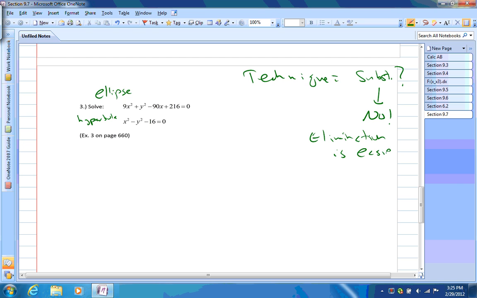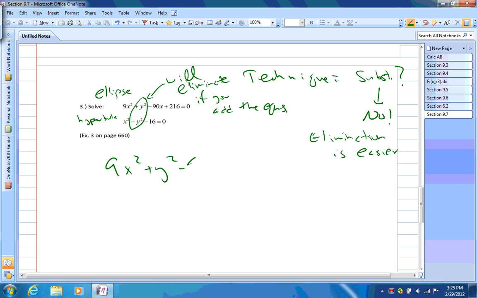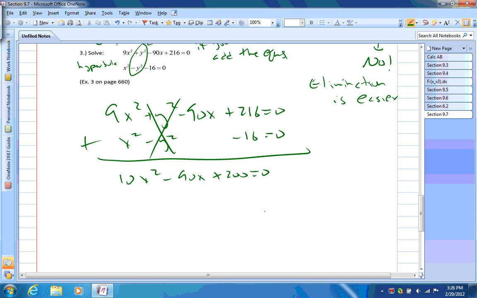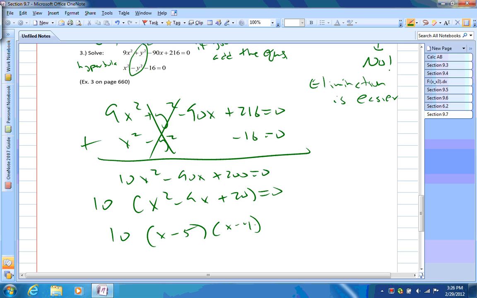How can you tell? You can tell because these will eliminate if you add the equations. So let's stack them. So if we add the equations, gone. 10x squared minus 90x plus 200 equals 0. Factor out 10. See how easy that is to factor? So you get 2 answers, 5 or 4.